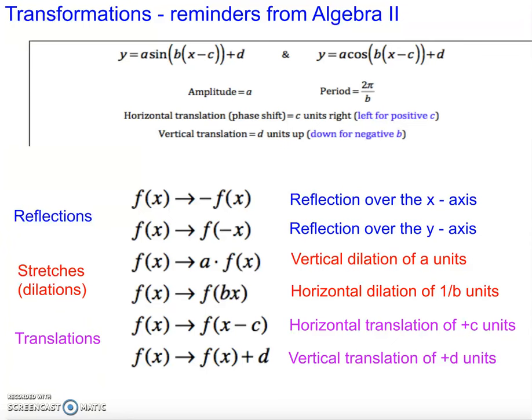The real key idea is that the order of transformations really matters. We want to do any reflections first, then deal with any stretches or dilations, and then finally take a look at any translations, as they're often the easiest. We'll save those till last.